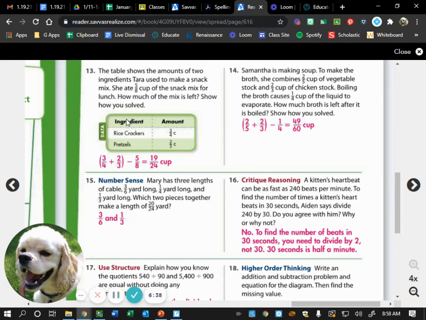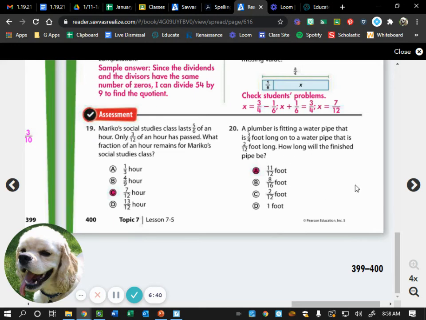Okay, number 20. A plumber is fitting a water pipe that is 3/4 of a foot long onto a water pipe that is 2/12 of a foot long. How long will the finished pipe be? So we needed to add 3/4 and 2/12. Least common denominator would be 12. So that would be the same as adding 2/12 to 9/12. So 9/12 plus 2/12 gets us 11/12, or A. Any questions on number 20?